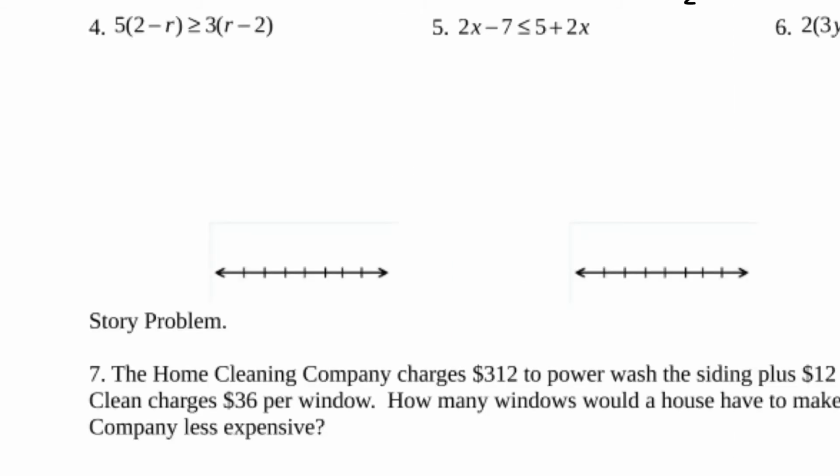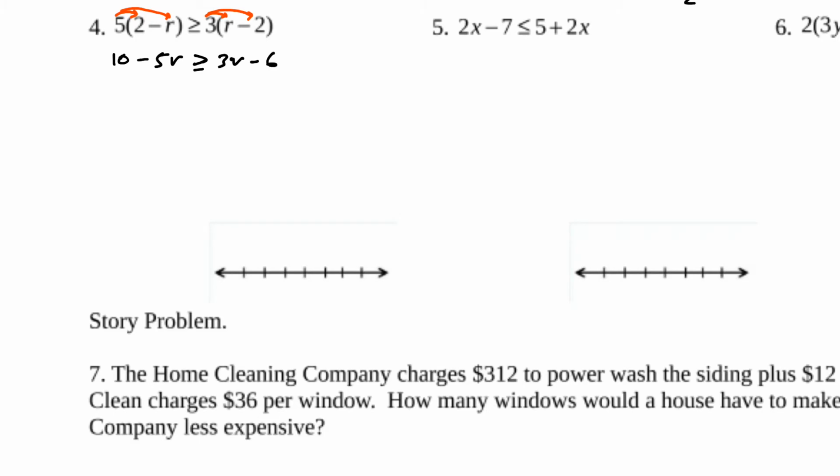Now let's look at example 4. I'm going to distribute on the left side of the inequality, and I'm also going to distribute on the right-hand side of the inequality. I get positive 5 times positive 2 is 10. And then a positive 5 times a negative r would be a negative 5r. Bring down my inequality symbol, which is a greater than or equal to. Then I'm going to do a positive 3 times positive r, which is 3r. And then a positive 3 times a negative 2, which is a negative 6.